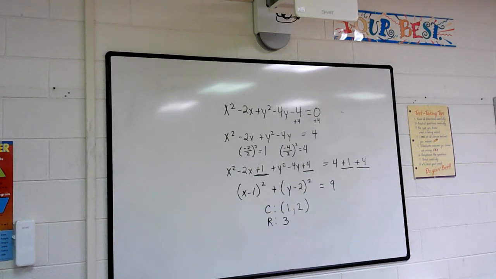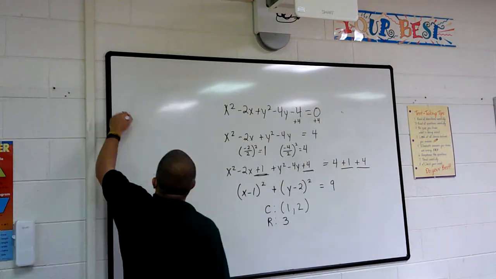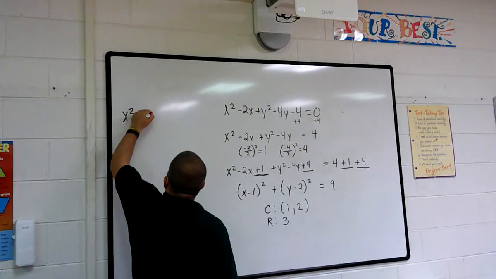I have a question. So if the radius, let's say it was 10 instead of 3, also 10 instead of 9. When we do it, can we just put a square root of 10?